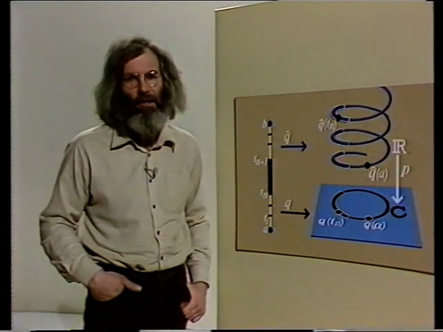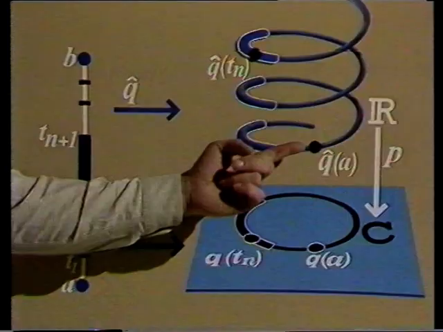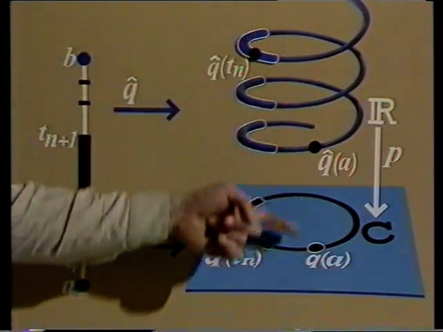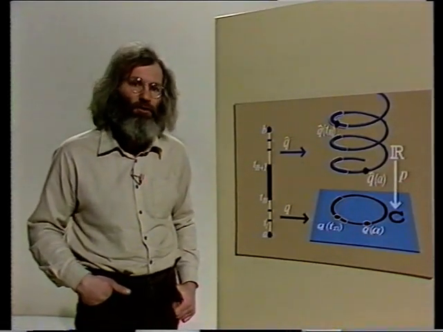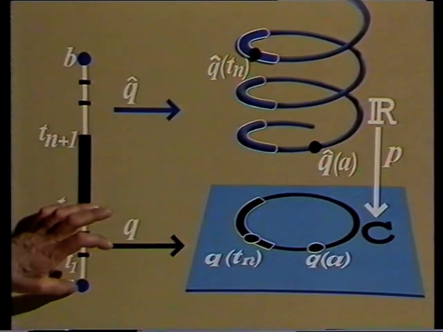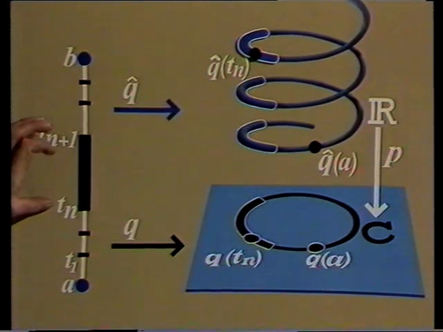Now let's construct a continuous q hat. First, we fix our starting point, q hat of A, by choosing one of the points over q of A. Now we use proof by induction. We first assume that we've already constructed a continuous q hat on the first n pieces, A to Tn. I'm going to show how to construct it on the next piece, Tn to Tn plus 1, so that it stays continuous.